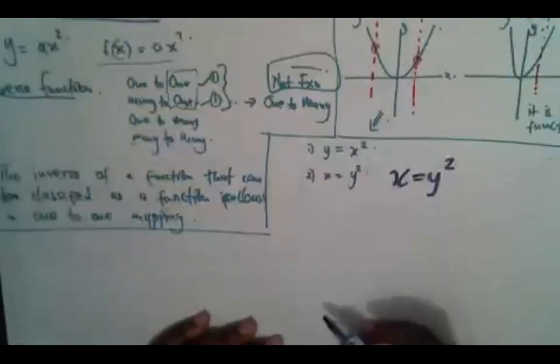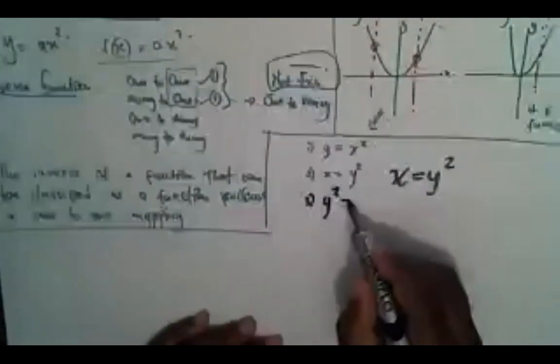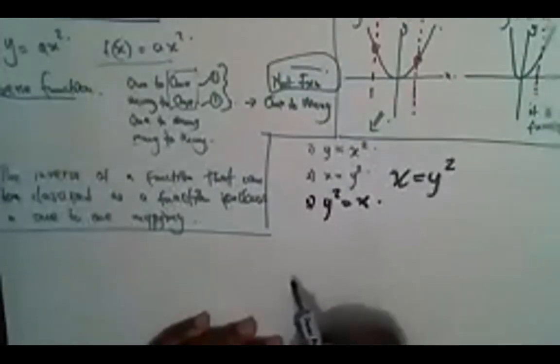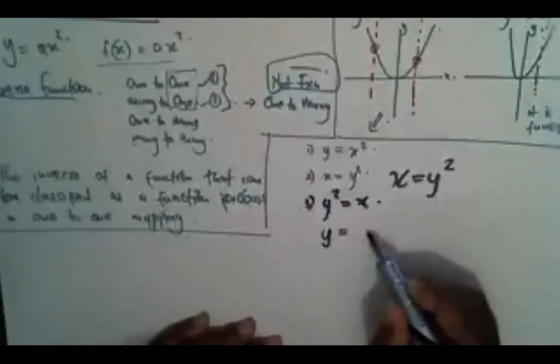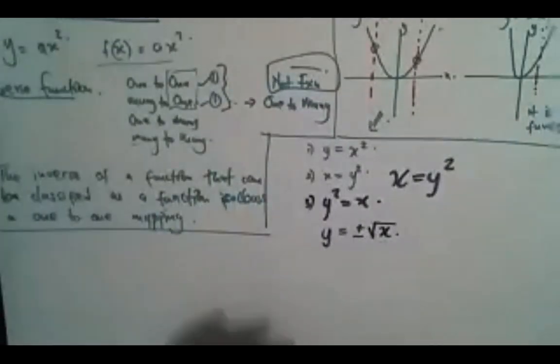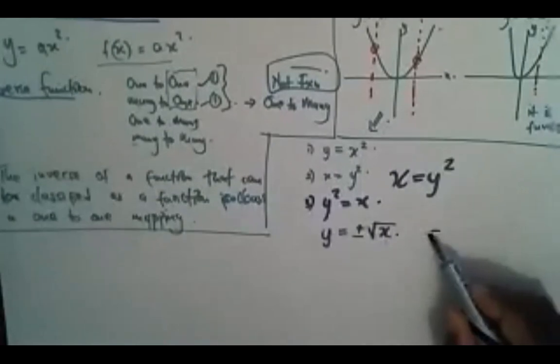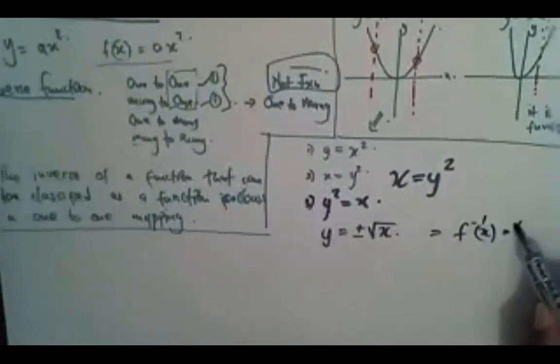Right. So now I make y the subject of the formula. I will get y is equal to plus or minus square root of x. Remember, when you square root, you get plus or minus. So you get plus or minus square root of x. I can now write in the notation y equals plus or minus the square root of x.